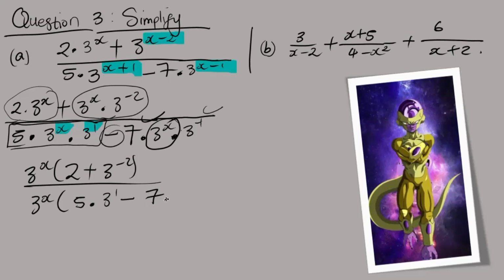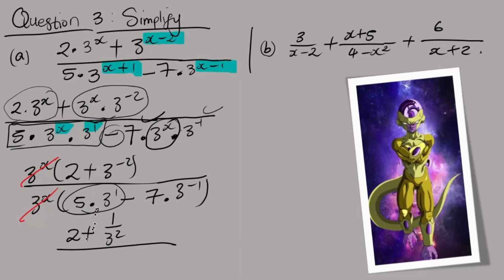So it's 7 multiplied by 3 raised to negative 1. Right there. Right, and then from there, I can safely say now the 3 raised to x cancels with the 3 raised to x. And then on the numerator, what am I left with? I'm left with 2 plus 1 over 3 raised to 2. And on the denominator, I'm left with what? 5 times 3, how much is that?